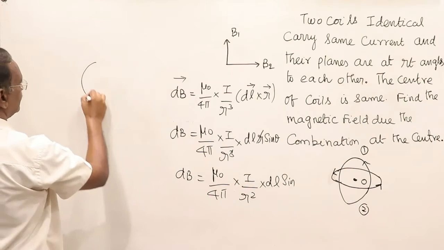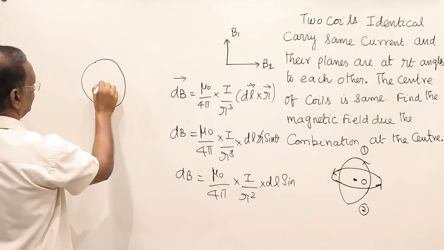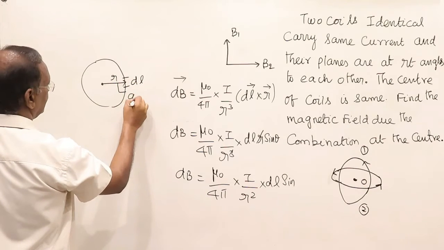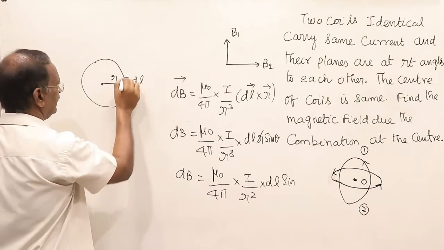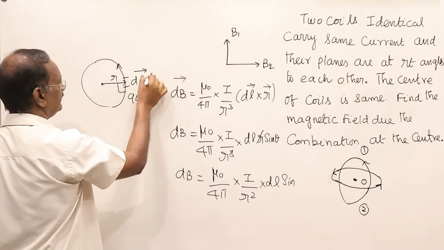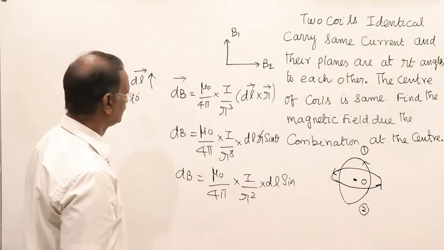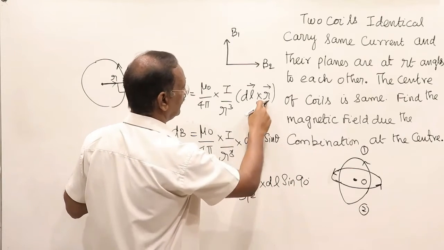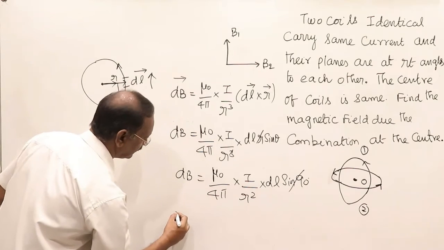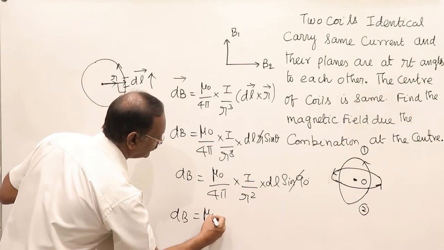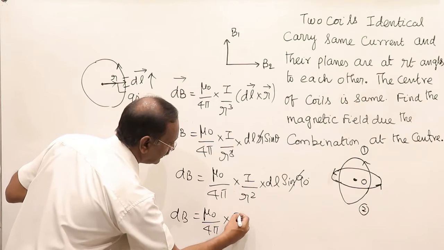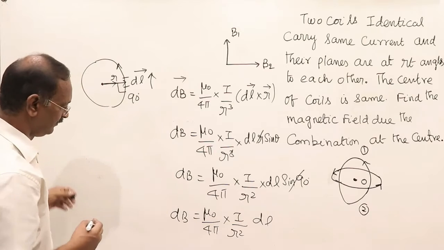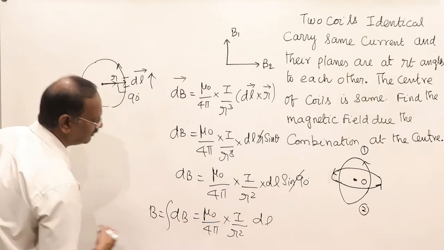See, this is the coil with its center. This is the r vector and this is the current element. The angle between the dl vector and the r vector is 90 degrees, and sine 90 is equal to 1. Therefore dB is equal to mu naught by 4 pi into I divided by r square into dl. To find B, we integrate both sides.